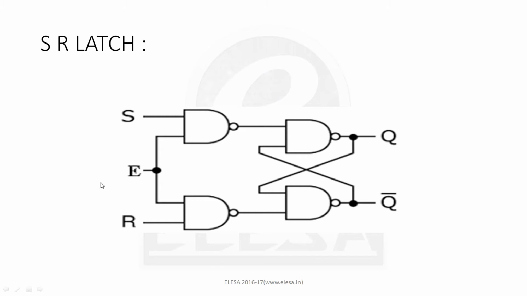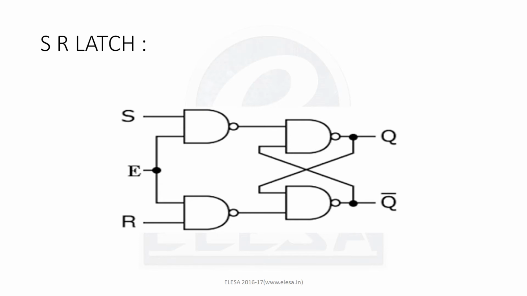The only thing which will decide whether the circuit will act as a flip-flop or a latch is this control input. So this is the control input and this is the SR latch itself. Now here, enable means it is level triggered. If this control input is enabled, whenever it's high, the latch will operate. The circuit is not operational when the enable is low.